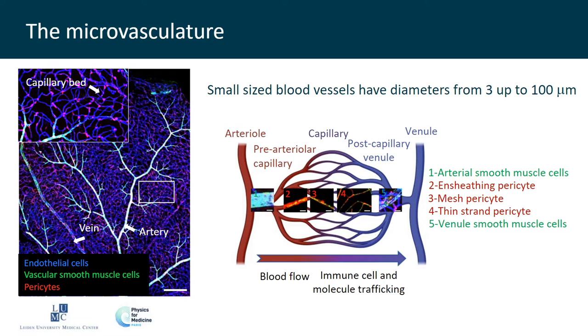If you go from the precapillary arteriole to the transition to the capillary bed, you can find ensheathing pericytes and mesh pericytes that strongly wrap blood vessels. These vessels are important for the regulation of blood flow. Then you can find thin-strand pericytes in capillaries that form long processes that you can see in the image. And at the venular side, you have smooth muscle cells that have a stellate morphology. These vessels are important for permeability to immune cells and molecules.